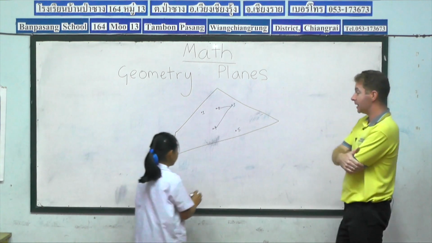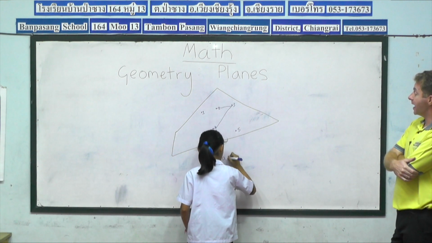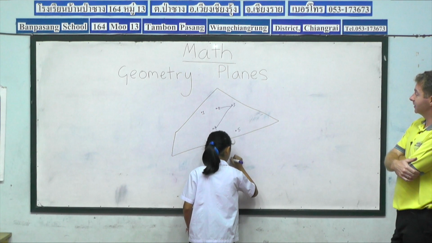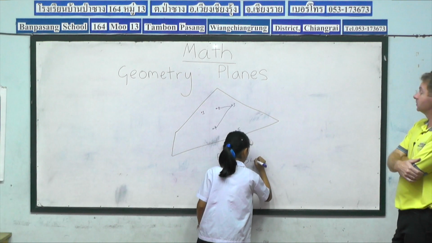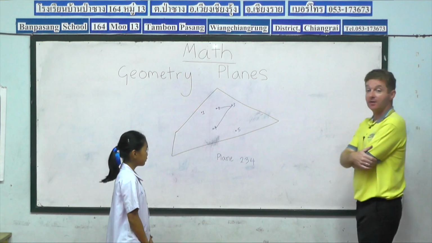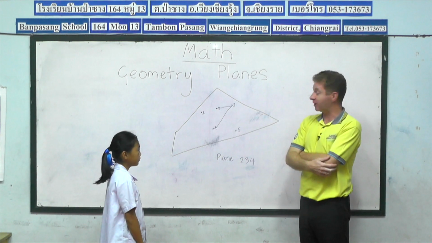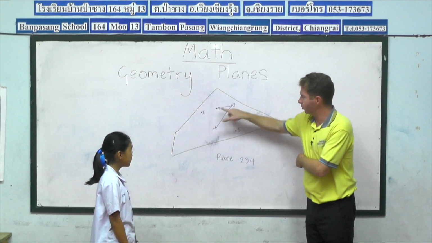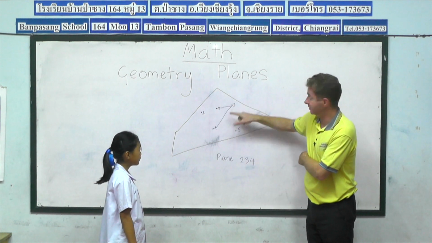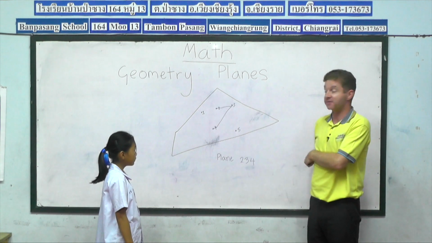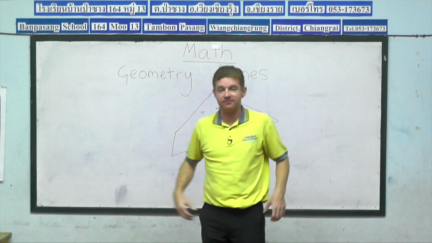So Nadia, can you give the name of our plane? Plane 2, 3, 4. Excellent. So you see, Nadia has correctly chosen 3 of the points that do not create a straight line. If we were to use 1, 2, 3, no, we can't, because 1, 2, and 3 is a straight line. So 2, 3, and 4 is perfect. Nadia, that was brilliant. High five and a big round of applause for Nadia, please, guys.